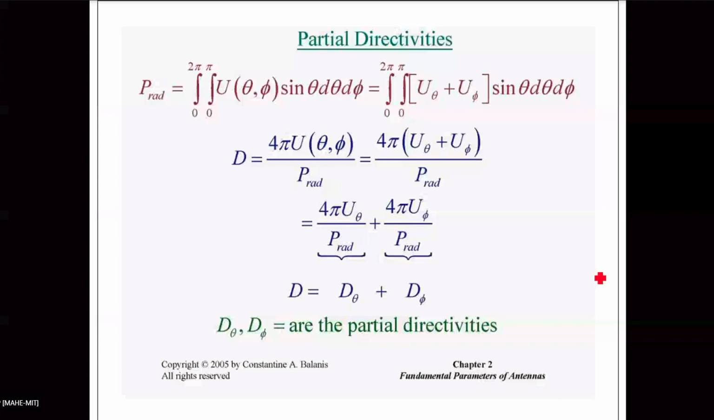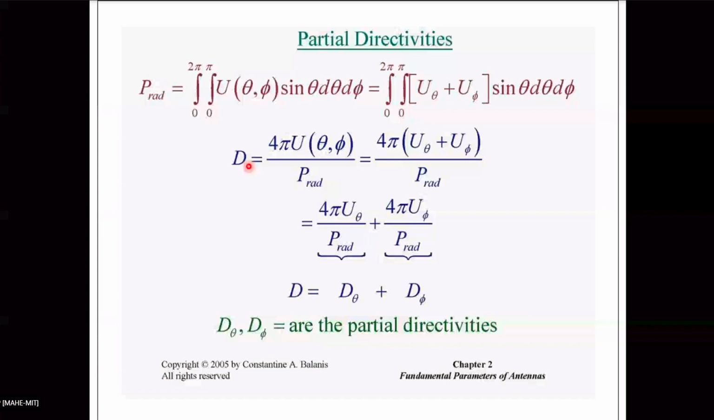So P_rad is the integral of U(theta, phi) sin theta d theta d phi. U has two components, the theta component and the phi component: U theta plus U phi, into sin theta d theta d phi, with theta from 0 to pi and phi from 0 to 2 pi. This is the elemental solid angle, and it totally encloses the antenna, so it captures the total power. So D is equal to 4 pi U(theta, phi) by P_rad.